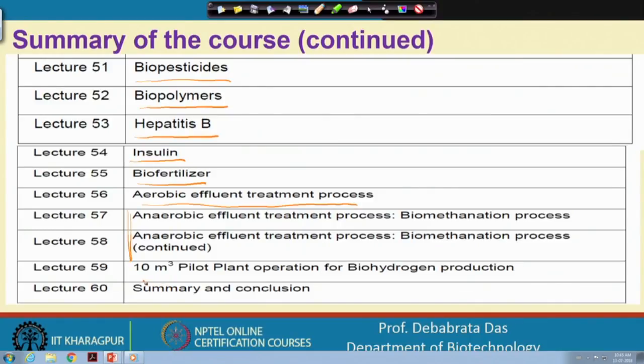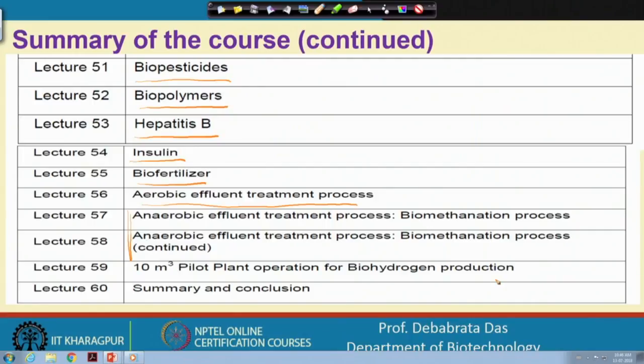Then we discussed the 10 cubic meter pilot plant operations for the biohydrogen production, that we already discussed in detail. We have given videos here. The main purpose of discussing this is just to give you the impression of how a process at the industrial level can be operated.